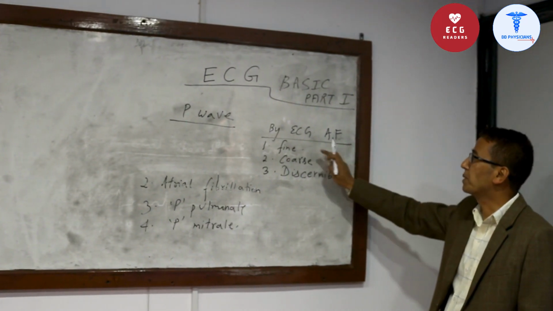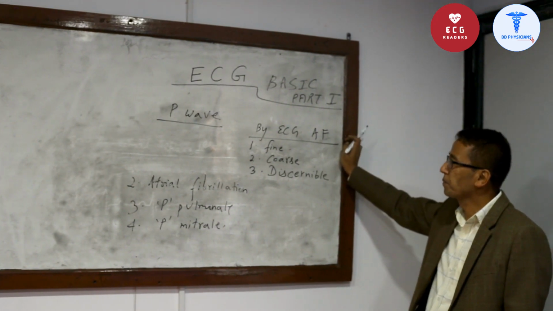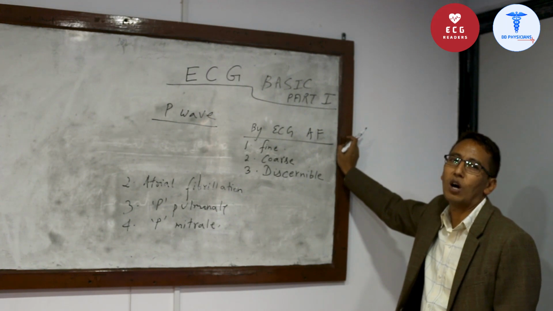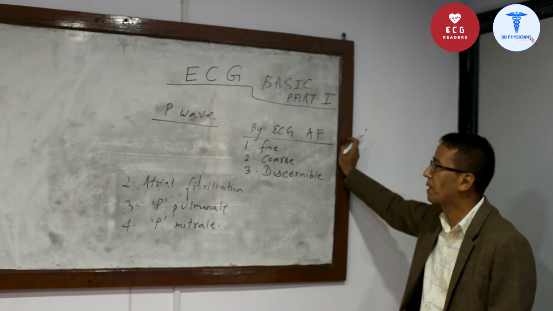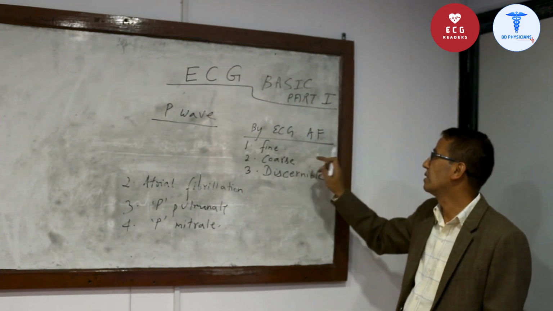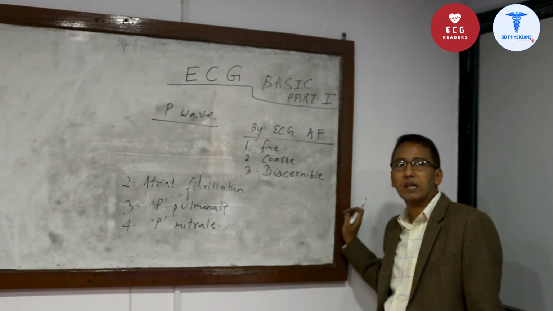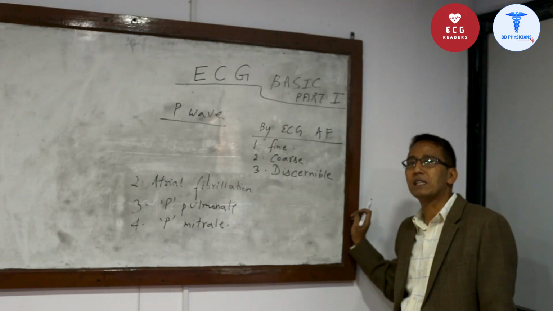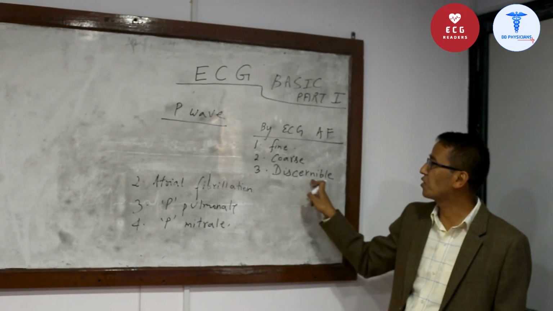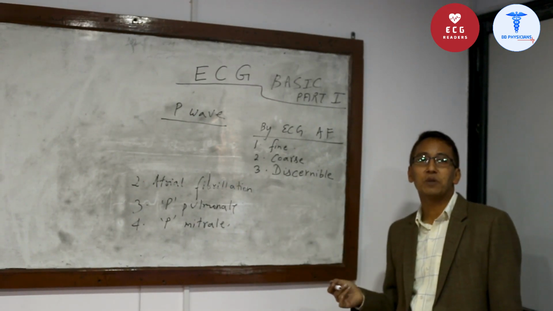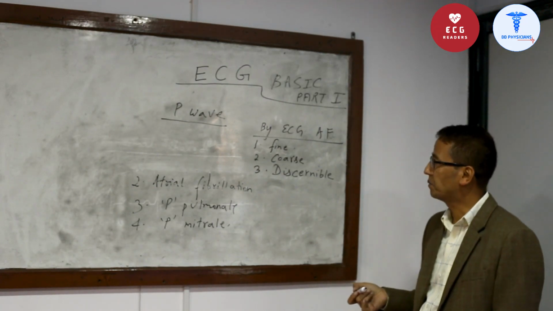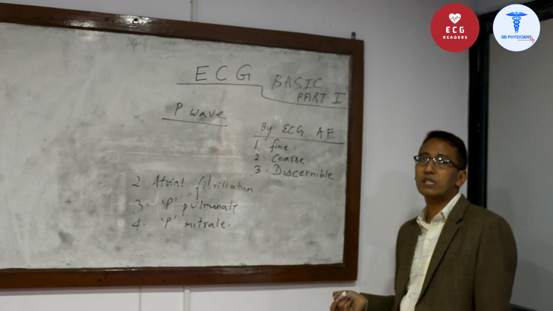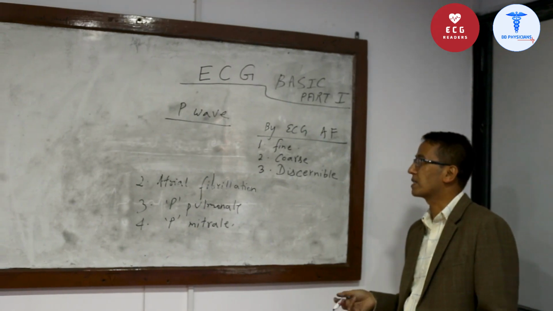In fine atrial fibrillation, the fibrillatory P wave is fine, meaning small, only up to 1 millimeter. In coarse atrial fibrillation, the height of the fibrillatory P wave is more than 1 millimeter. In discernible atrial fibrillation, we cannot see the fibrillatory P wave; P wave is not visualized, only the QRS complex is irregular.